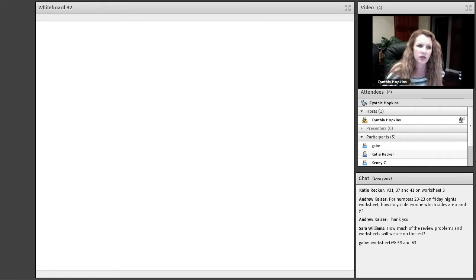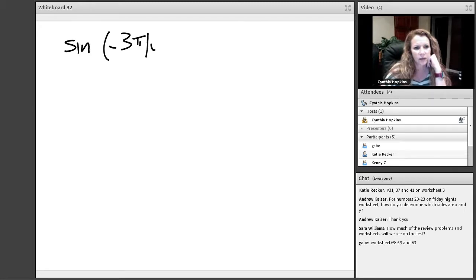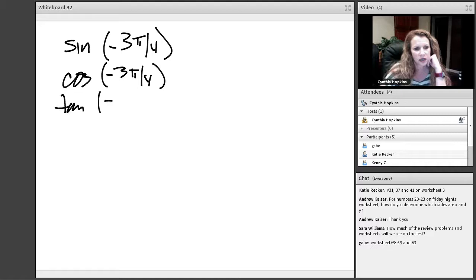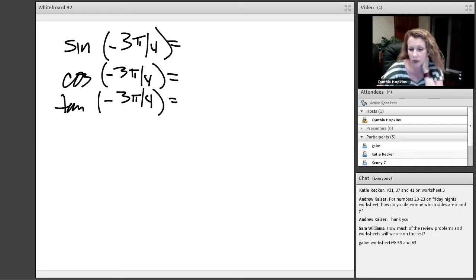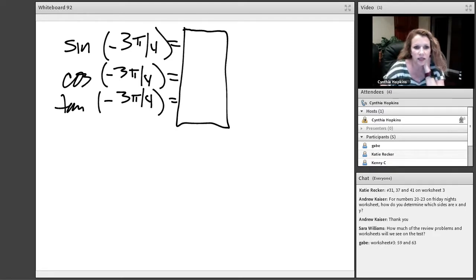Let's say they ask you for the 6 trig functions of, excuse me, let's do a negative angle. So 6 trig functions of negative 3 pi over 4. All right, so we're going to eventually do sine, cosine, and tangent of negative 3 pi over 4. Notice since my angle is negative, I'm putting it in parentheses. You do not want to write sine minus 3 pi over 4. That's going to look like a subtraction problem, and it doesn't make sense anyway, but you need to put the parentheses.